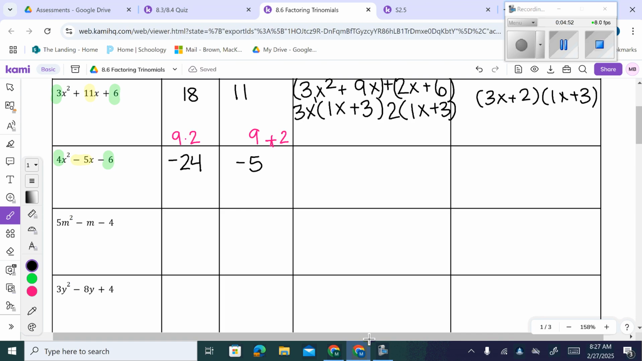Y'all, is everybody looking at 24? Okay, so look at 24. If I put 1 and 24 together, am I going to get a negative 5? No. Okay, go to the next one. If I put 2 and 12 together, am I going to get a negative 5? What if I put 3 and 8 together?